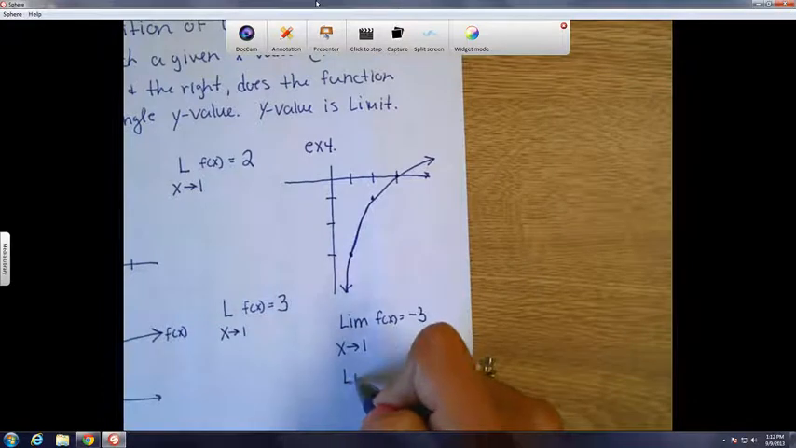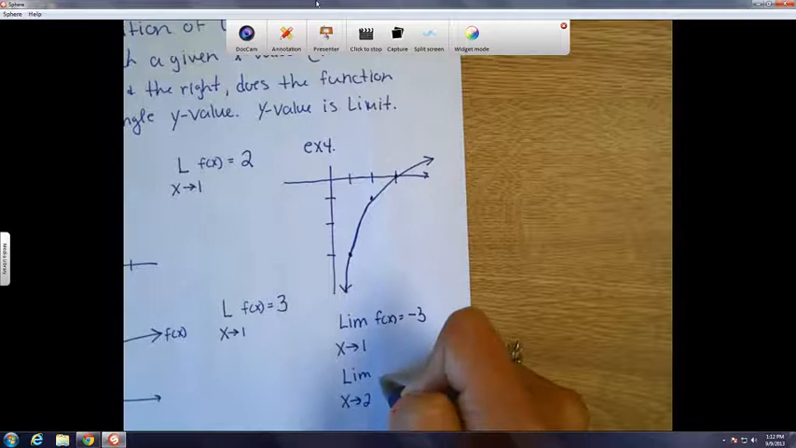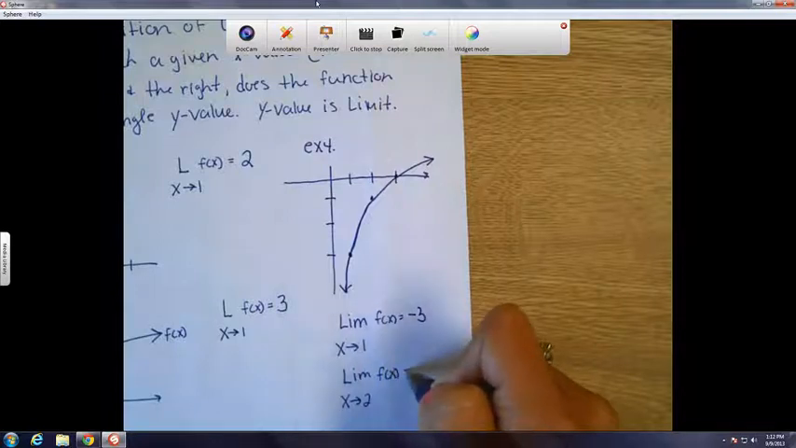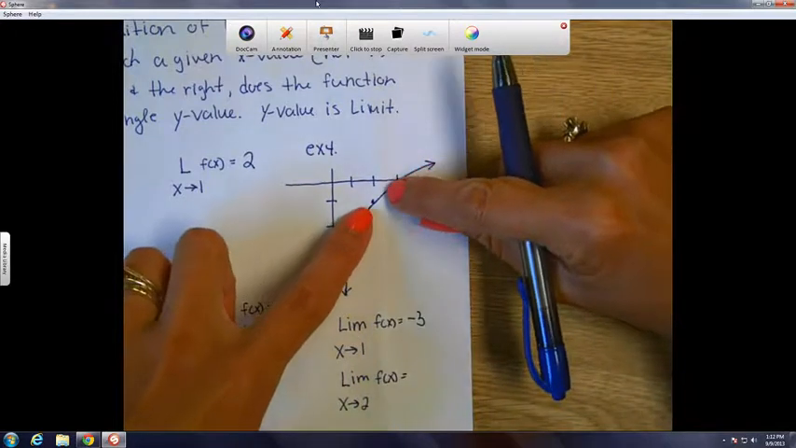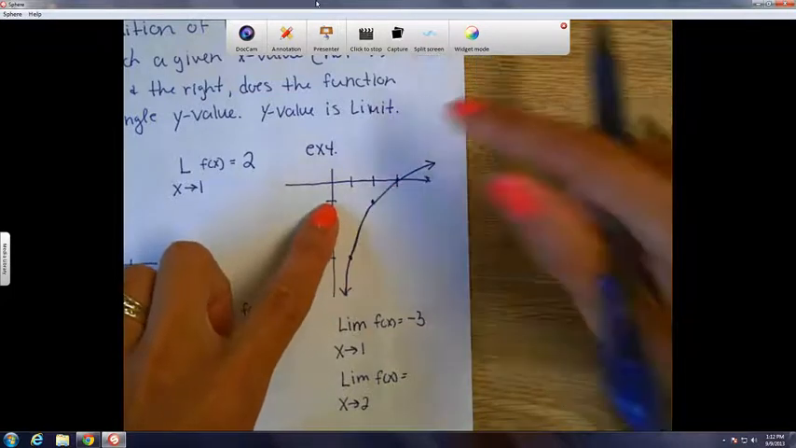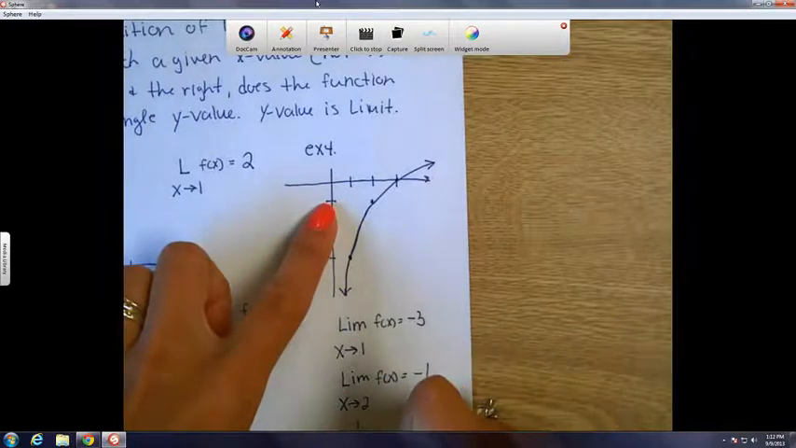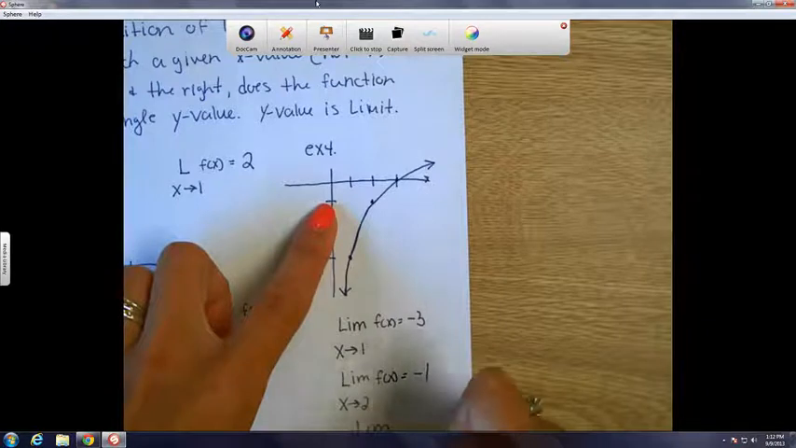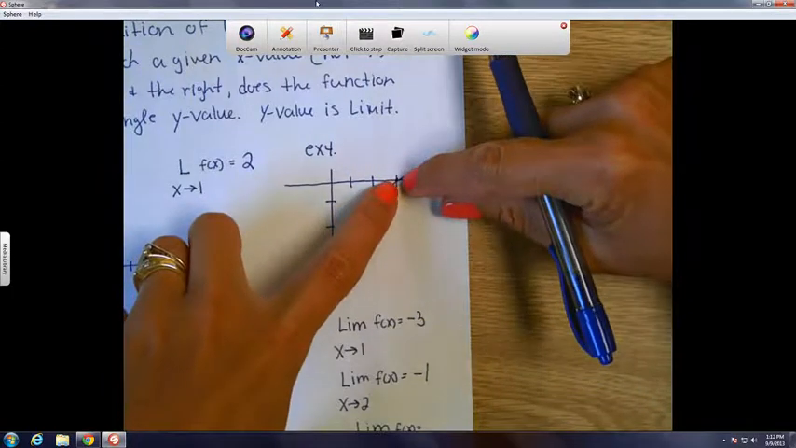The limit as x approaches 2 of f of x. Think, what y value am I approaching, if any? Here, my fingers will touch. If I get there, I'm getting closer and closer to the negative 1. And then the last one, the limit as x approaches 3 of f of x. And here, what's that y value I'm getting closer and closer to? That'd be 0.